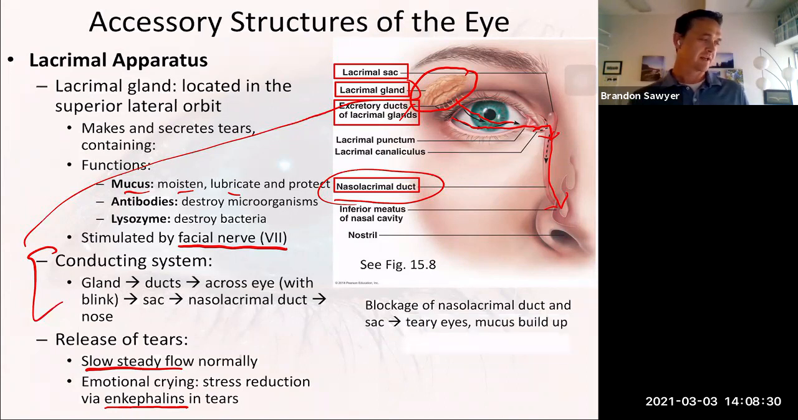All right. Oh yeah, sorry, I forgot that one part there. If you ever have a blockage of the nasolacrimal duct, which would be this part here, then you get this mucus buildup in the corner of your eye, and your tears don't have anywhere to go because of that, and that causes that mucus buildup. Really common in newborn babies, and they get this crusty stuff all in their eye.